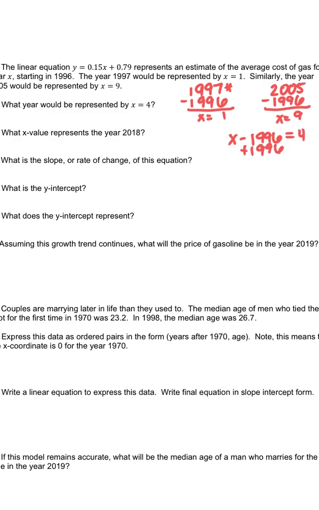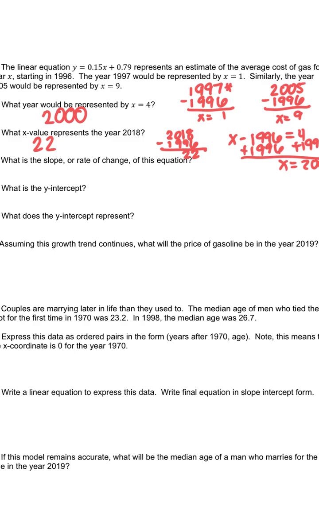So add 1996 to both sides, and we would end up with x equals 2000. So we would have the year 2000 right there. Now it says, what x value represents the year 2018? So let's do the same thing. 2018 minus 1996, and we would get 22. So therefore, the x value for the year 2018, we would have x equals 22.